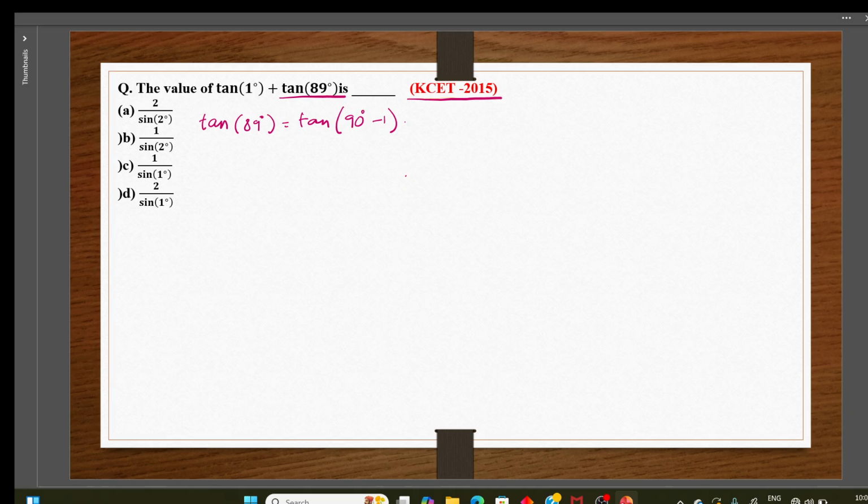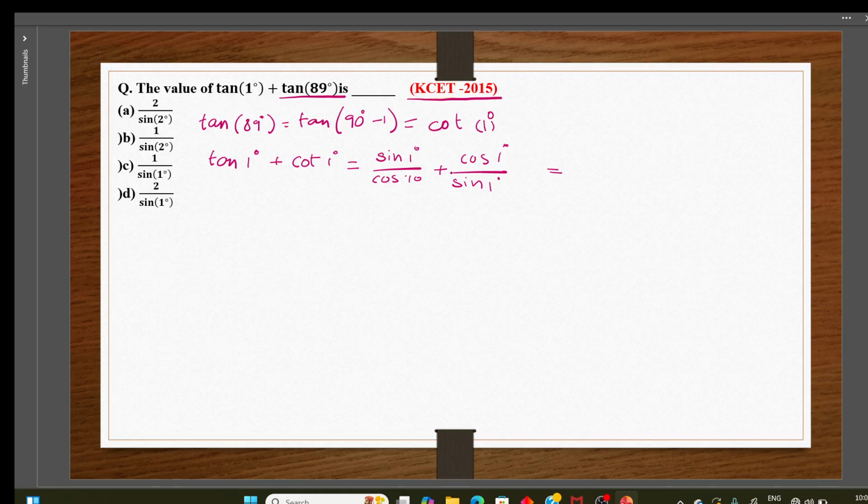So tan 90 minus 1 is nothing but cot 1 degree. So in the place of tan 89, write cot 1 degree. So tan 1 degree plus cot 1 degree. Okay. So this tan is also written as sine by cos. So sine 1 degree by cos 1 degree plus cos 1 degree by sine 1 degree.